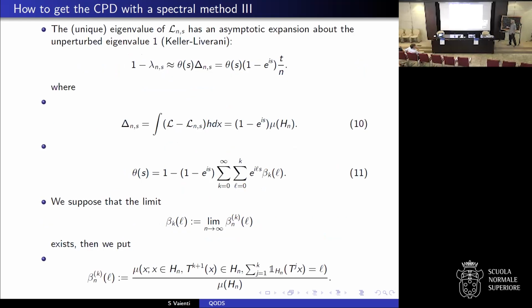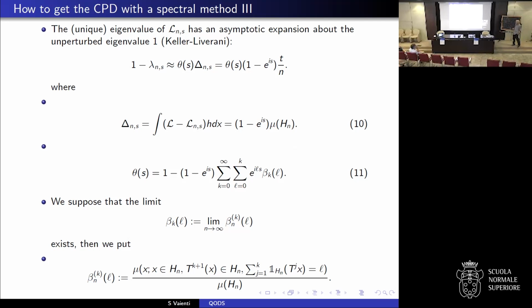Anyway, we do it. Now, we have this technique by Keller and Liverani, which was also reminded by Gary. So I will not go into the detail because we saw it at least once or twice. Basically, the idea is to get an asymptotic development of the top eigenvalue of the perturbed operator in terms of the top eigenvalue of the unperturbed operator, which is given by this formula here, where this number theta s comes from this expression here. In particular, theta_n(s) is just the closeness in the norm of the two operators, and theta(s) is given by this formula here, right?